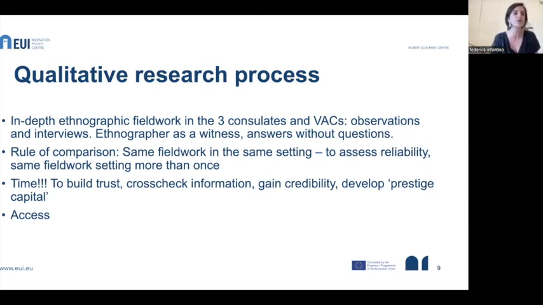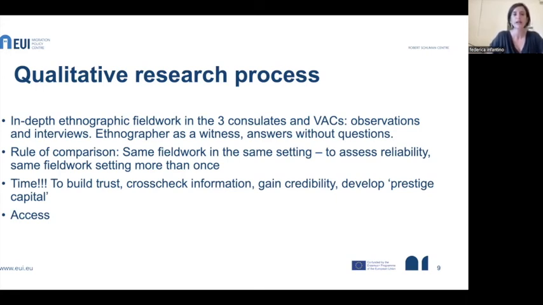And this kind of research requires time, especially when you want to observe processes in action. You will see many things. You really need to cross-check information to assess reliability. So it takes time, and especially this issue of building a rapport with the people on the ground.